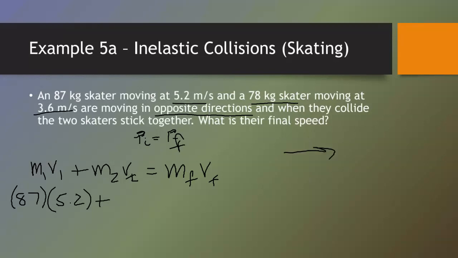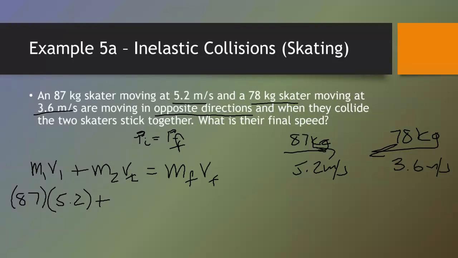Okay, so we have an 87 kilogram skater moving at 5.2 meters per second. On the other side is a 78 kilogram skater moving at 3.6 meters per second. They're going to hit each other and stick together.